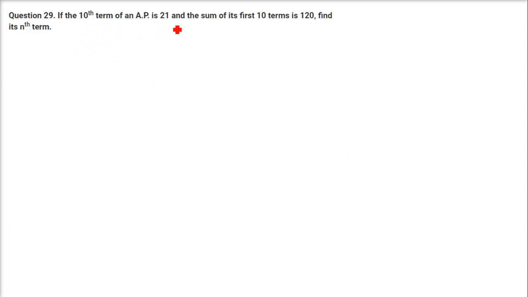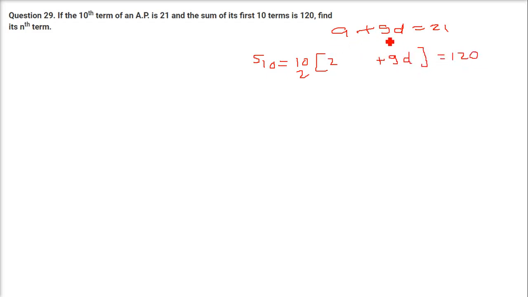If the 10th term of an AP is 21 and the sum of its first 10 terms is 120, find the nth term. So the 10th term of an AP is 21, that is A plus 9D is given as 21. So we can have an expression here. And the sum of first 10 terms, that is S10, is 10 by 2 into 2A plus n minus 1, that is 9, into D. This is given as 120. Now in place of A, I am writing 21 minus 9D. Right? 21 minus 9D. So this is equal to 120.